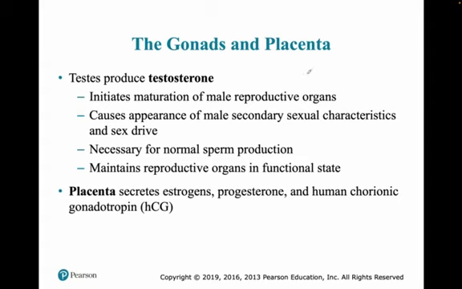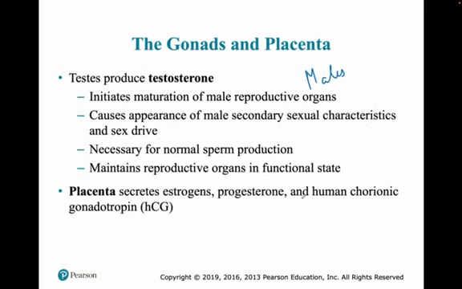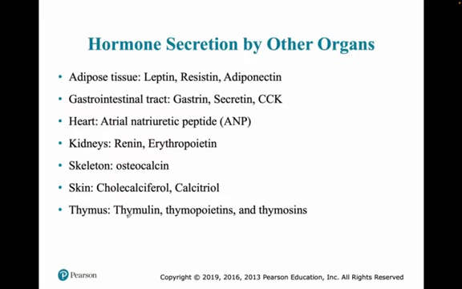In males, the gonads produce testosterone, which initiates the maturation of male reproductive organs and male secondary sexual characteristics during puberty, and is necessary for sperm production. These hormones are also necessary for egg or ovum production, and they maintain the reproductive organs in a functional state. In males it will be testosterone, and estrogen and progesterone do the same thing in females. The placenta secretes estrogen, progesterone, and human chorionic gonadotropin, or HCG hormone.